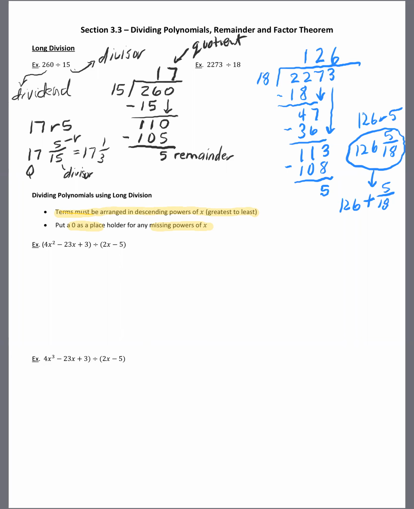So let's look at the first example. And this says we're going to divide 4x squared minus 23x plus 3. So this is playing the role of dividend. And this is my divisor.